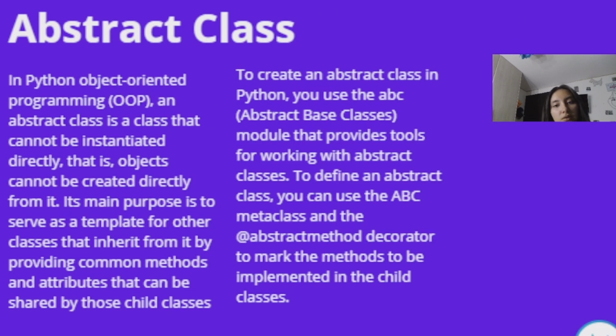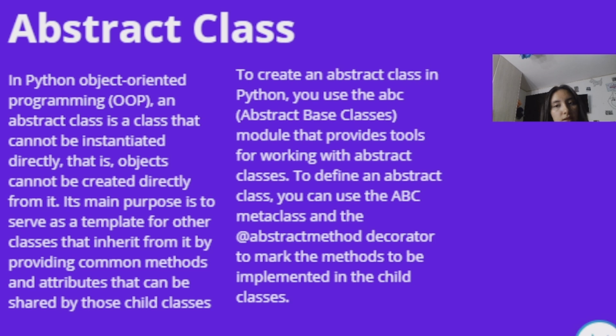In Python, within object-oriented programming, an abstract class is a class that cannot be instantiated directly, that is, objects cannot be created directly from it. Its main purpose is to serve as a template for other classes that inherit from it by providing common methods and attributes that can be shared by those child classes.